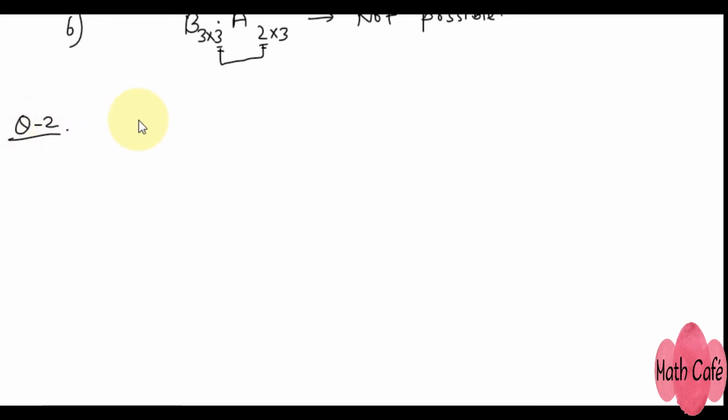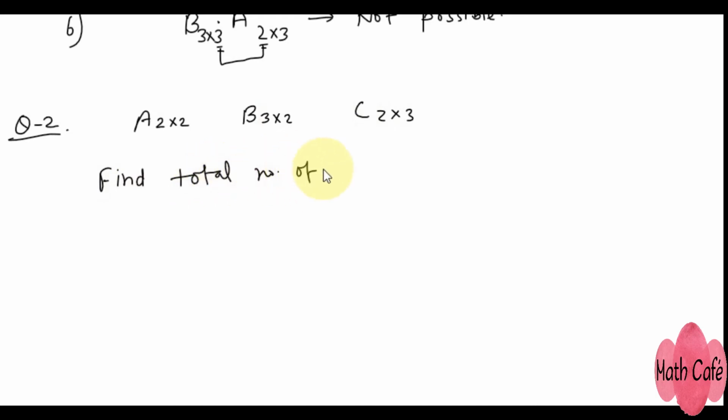If it is given that A is of order 2 cross 2, B is of order 3 cross 2 and C is of order 2 cross 3, then we need to find the total number of possible multiplications. Alright, so let's proceed with the solutions.